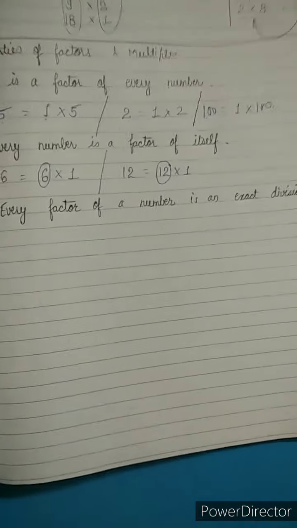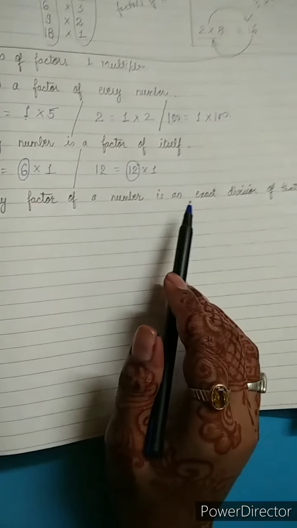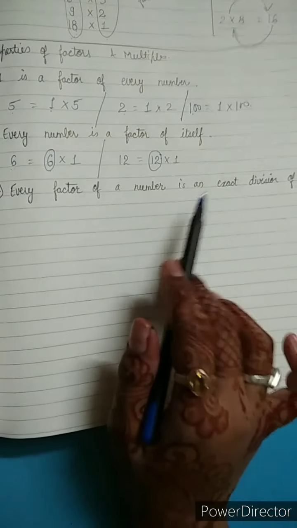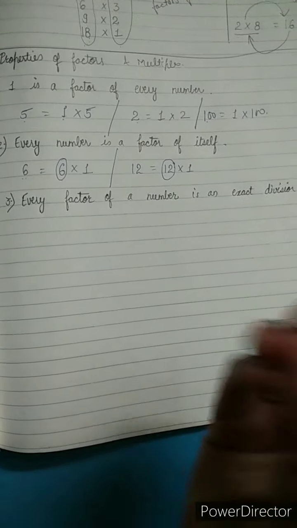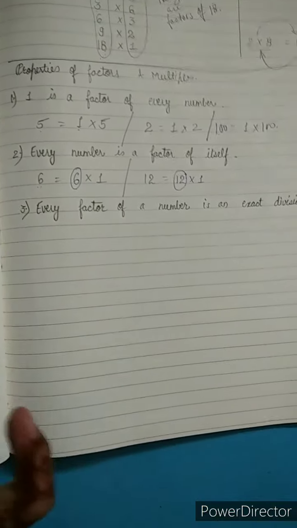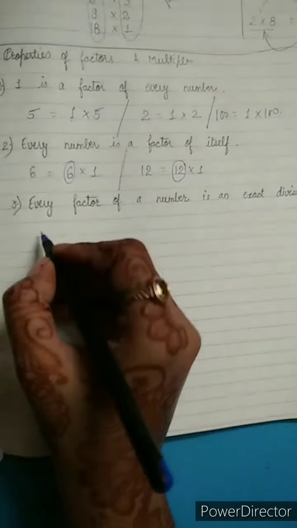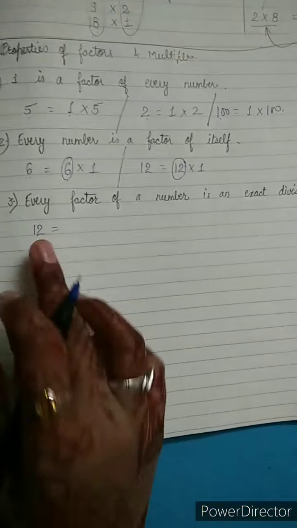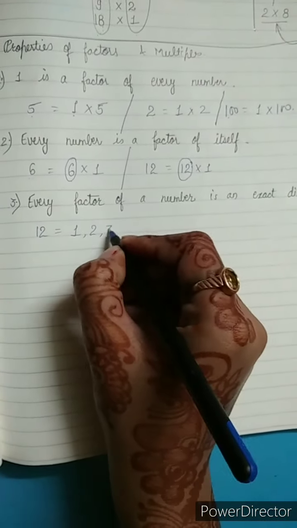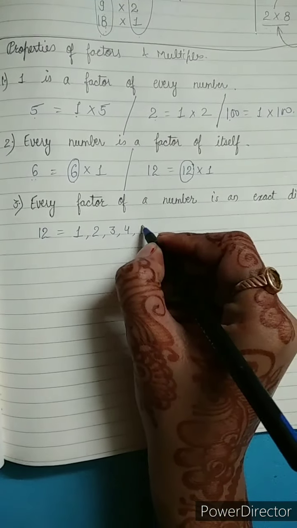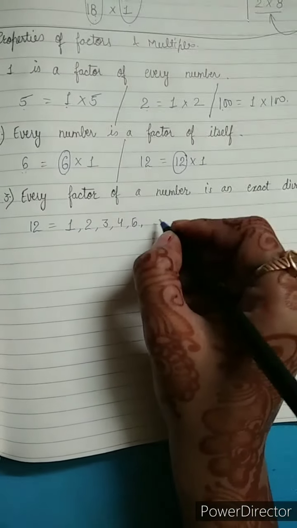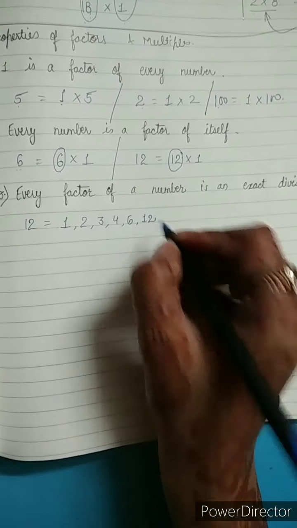Our third property is every factor of a number is an exact divisor of that number. It means हमारे पास जो नंबर होगा उसका जो भी फैक्टर होगा वो उस नंबर को completely डिवाइड करेगा. Like if I take 12, 12 किस किस की टेबल में आता है? 12 will come in the table of 1, 2, 3, 4, 6 and 12.